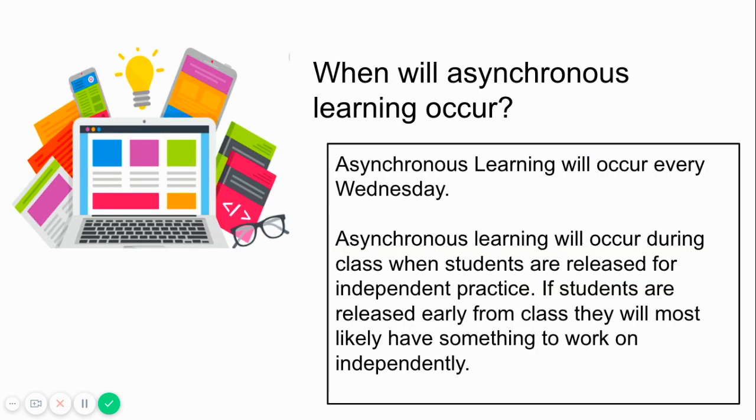When will asynchronous learning occur? Asynchronous learning will occur every Wednesday. On Wednesdays, asynchronous learning will look like a full day of independent learning. More on that in a little bit. Asynchronous learning will also occur during class when students are released for independent practice. If students are released early from class, they will most likely have something to work on independently.